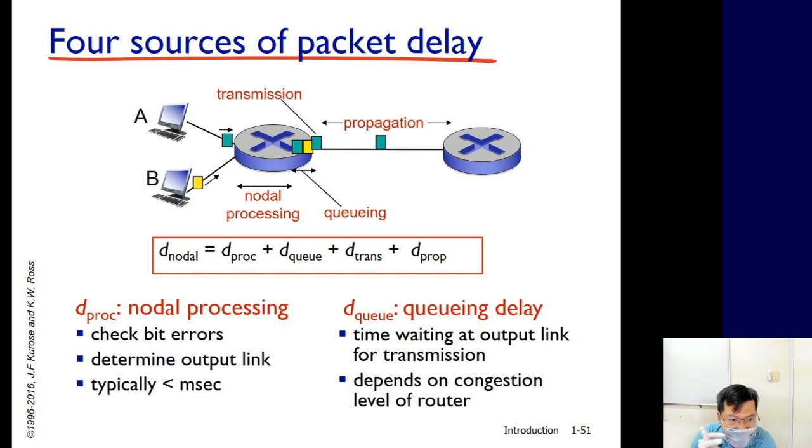So what is the delay when the router processes a packet? It can check for bit errors. It can look up the forwarding table to determine the output link. The queuing delay is the time the packet is stored in the buffer, waiting. And then there are propagation and transmission delays. All these kinds of delays constitute the global delay at a node.